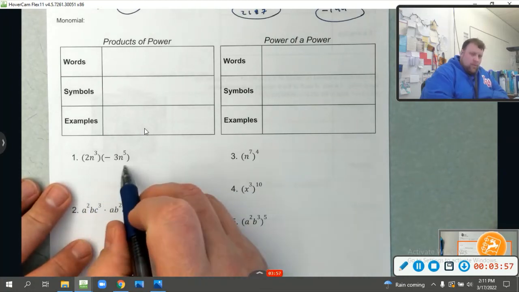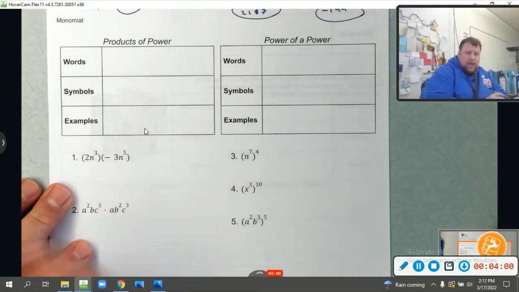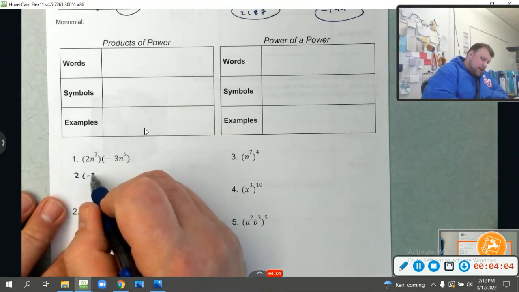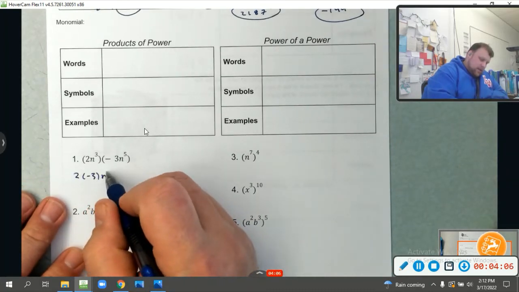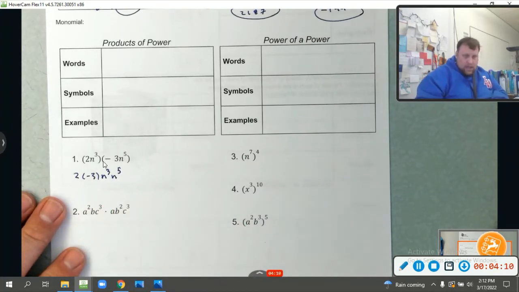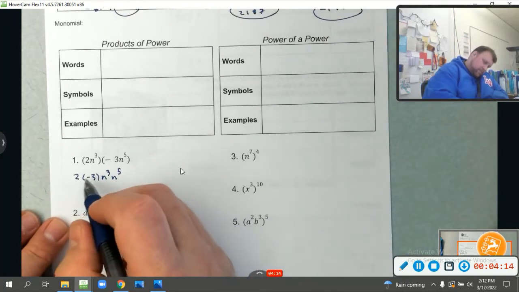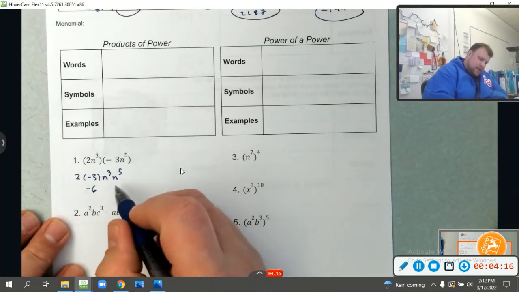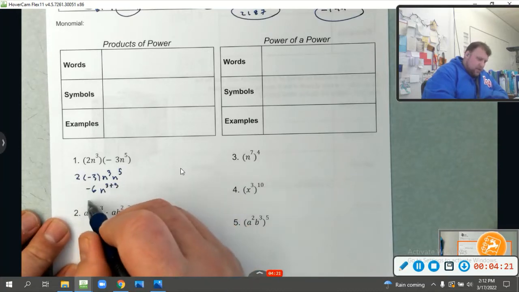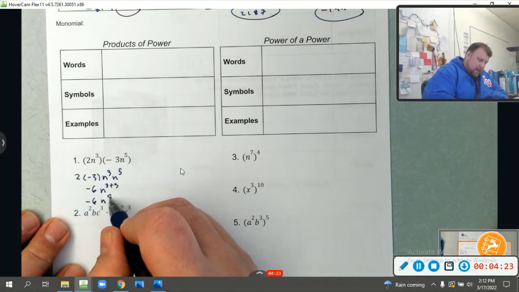Now, when you have numbers and letters, you've got to organize them. So I'm going to reorganize this as 2 times negative 3 times n to the 3rd times n to the 5th. All I did is reorganize the multiplication. These were all multiplied together. 2 times negative 3 is negative 6. And that's going to be n to the 3 plus 5, which is negative 6 n to the 8th.